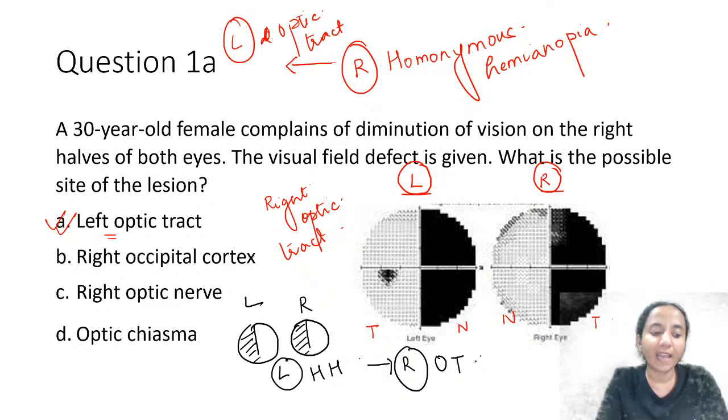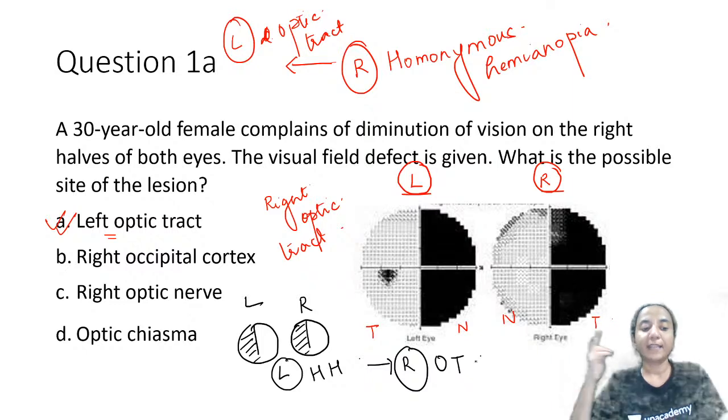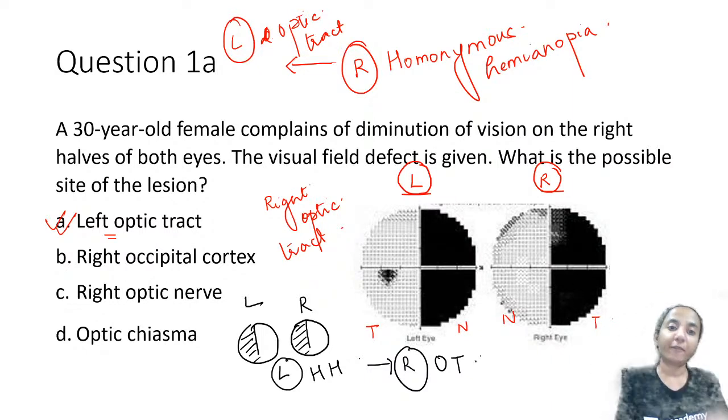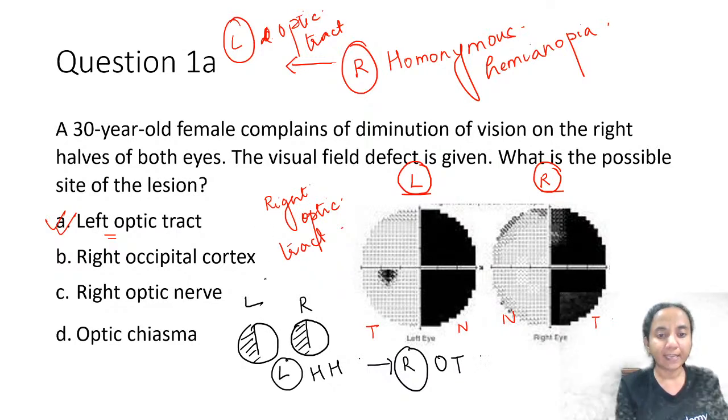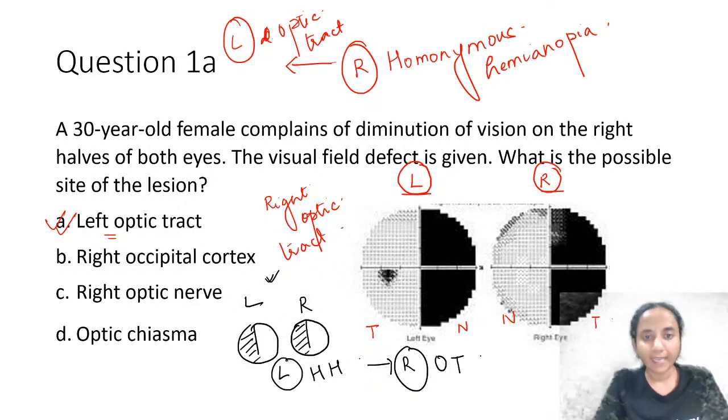In this question, they have given only left optic tract, so it's actually easy. But if they give both left optic tract and right optic tract, then how do you differentiate? Then we have to understand that if this blackening or the field defect is on your right hand side, then that's called a right homonymous hemianopia. Site of lesion will be left optic tract. But if it is like this, then it's a left homonymous hemianopia. Site of lesion is the right optic tract. Okay? Let's go to the next question.